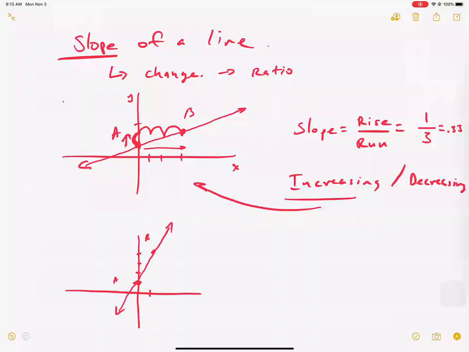Okay, I'm going to call this graph 1 and graph 2, just so that we can refer back to it. Let's write slope again. And again, the slope is what words do we use to describe slope? We use the words rise over run. Rise over run.